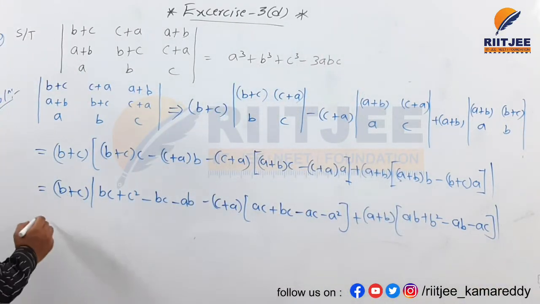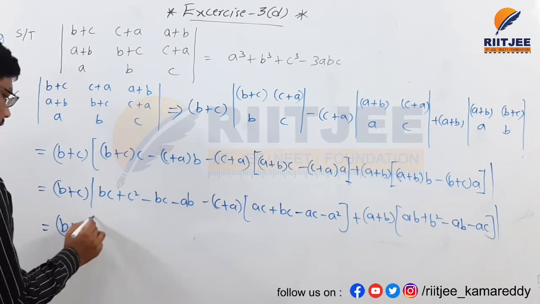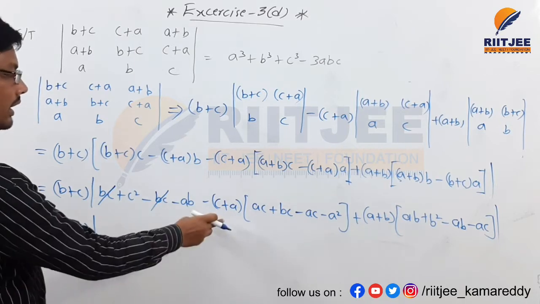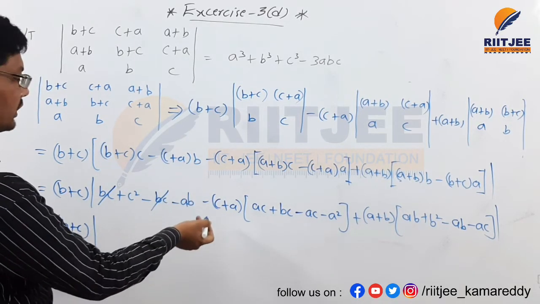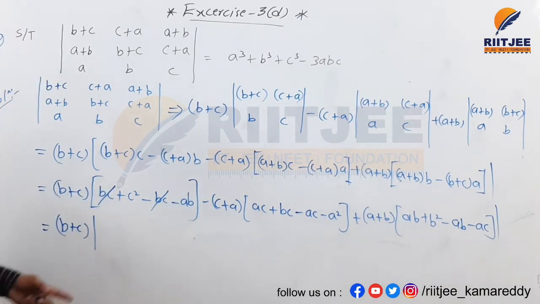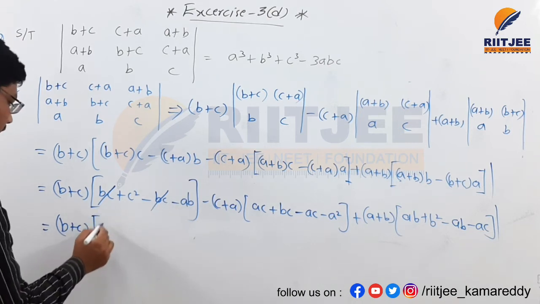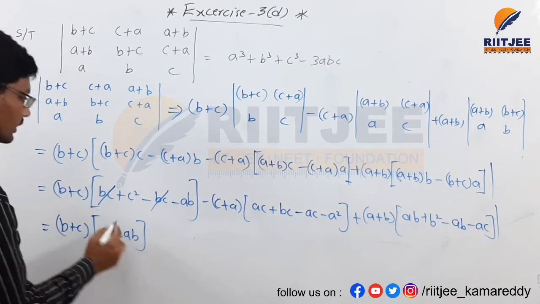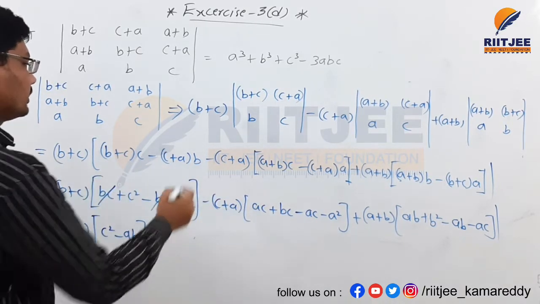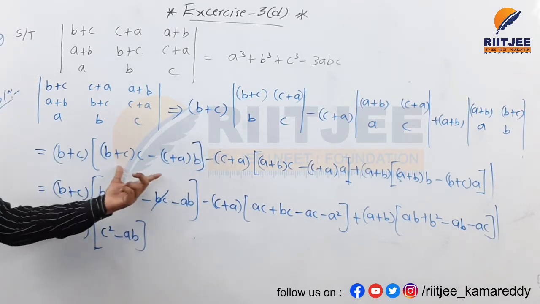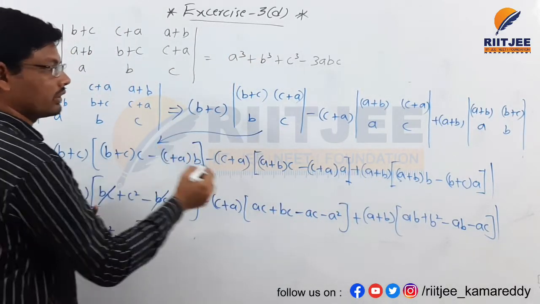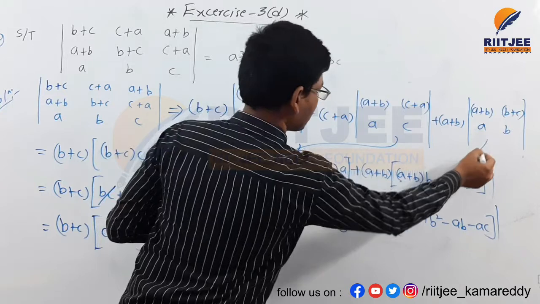Next, B plus C into modulus star. Here plus BC minus BC can get cancelled, and this is for multiplying the bracket for this one, and here the final expression is C square minus AB. This is the expression for this one, and this is the expression for the next one. Here the bracket is closed, and this is for this 2 by 2. This multiplication is for this one, this multiplication is for this one, this multiplication is for this one.